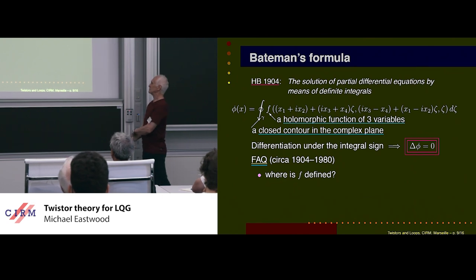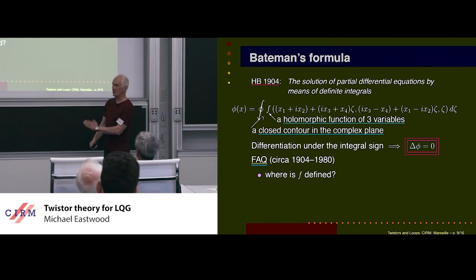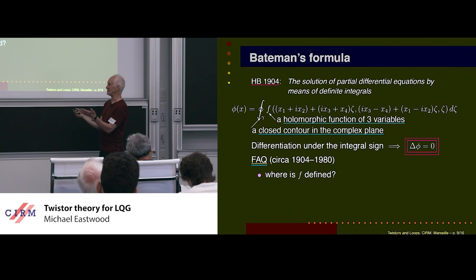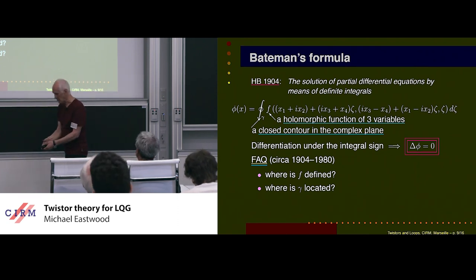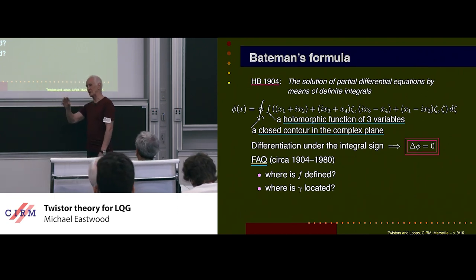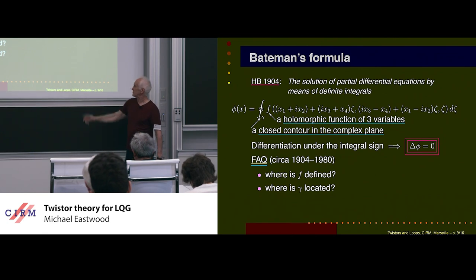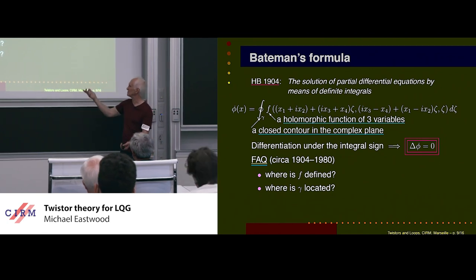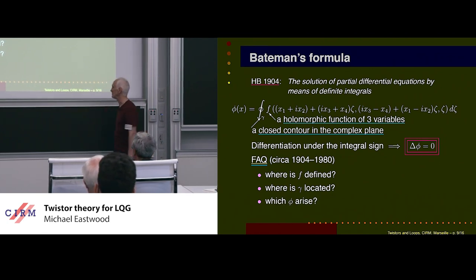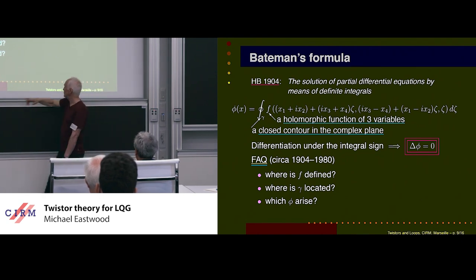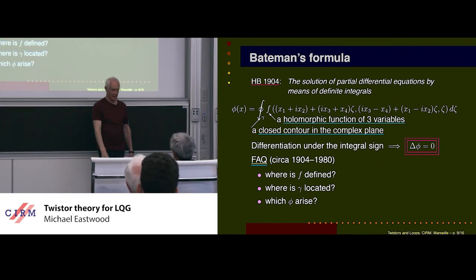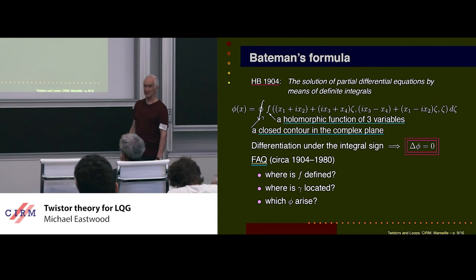Roughly speaking. For example, I've already lamented the fact that F may be, I don't know where F is defined somewhere. It's a bit complicated. Where do you put your contour? If you move your contour around a little bit, by Cauchy's formula it doesn't matter too much where you put gamma. Nevertheless, somehow F has to have poles and gamma has to avoid poles and things like that. And then there's a question of which functions actually appear this way.